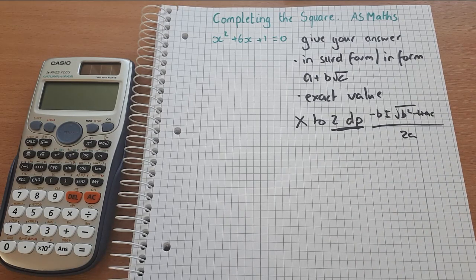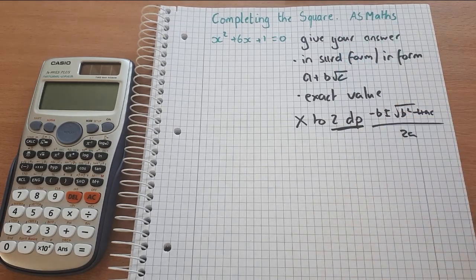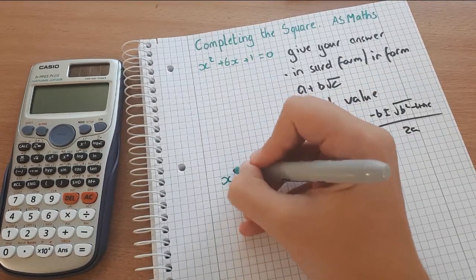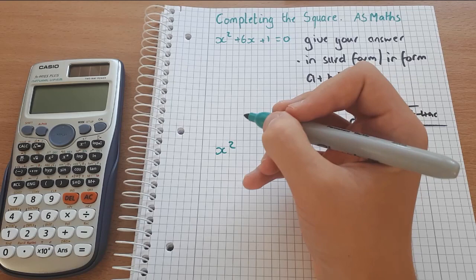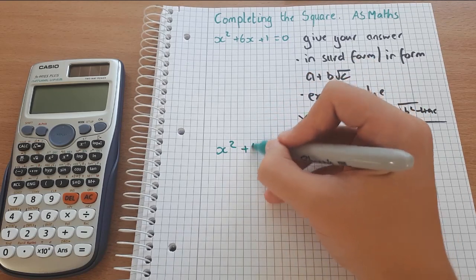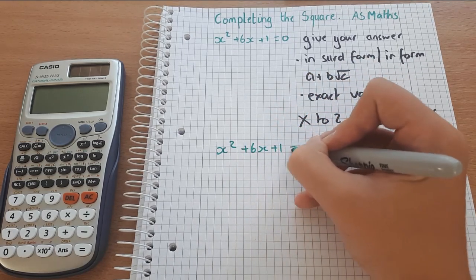So say the question said give your answer in surd form. So I would go x squared plus 6x plus 1 equals 0.